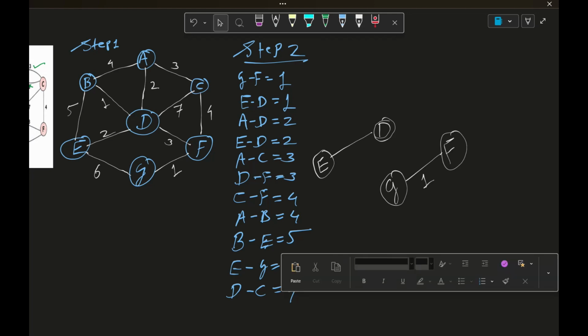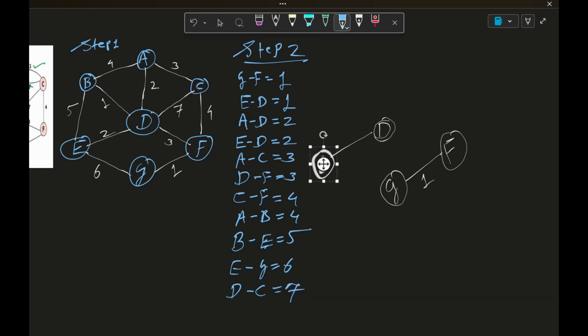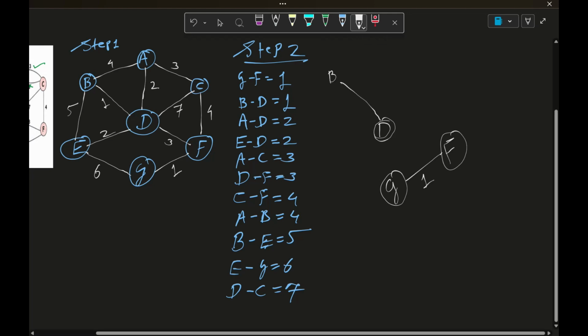ED. Okay, that was actually BD, not ED. It was BD, not ED. Here you can see it was my mistake. So it will be BD. I will use the same way of writing so that you will understand. So BD. The weight is just 1.